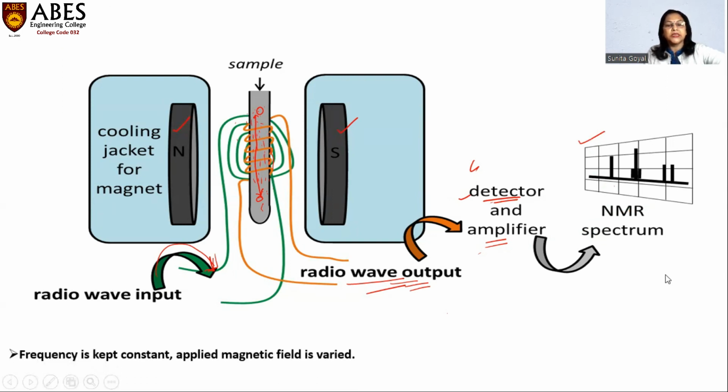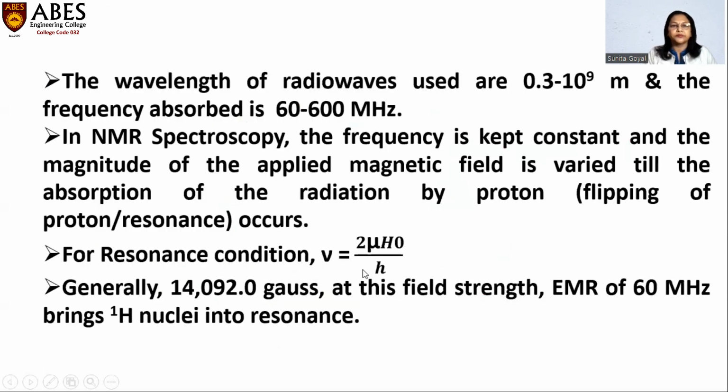In this experiment, in this instrumentation, the frequency of the radio wave is kept constant while the field strength is varied gradually. The wavelength of radio waves used is 0.3 to 10^9 meters. So long radio waves are there, that means of very low energy. And the frequency absorbed for this wavelength is 60 to 600 megahertz.